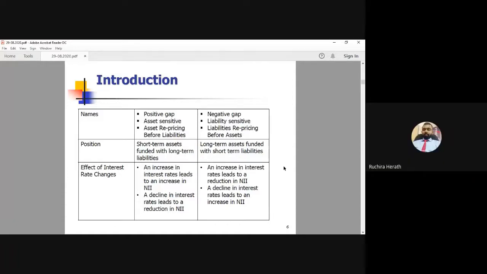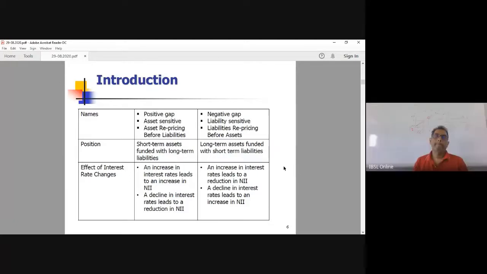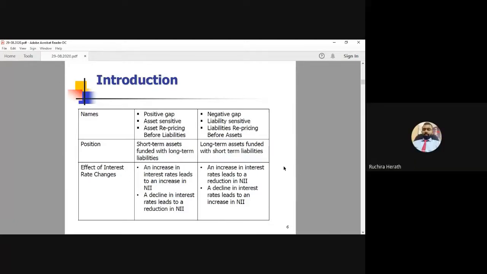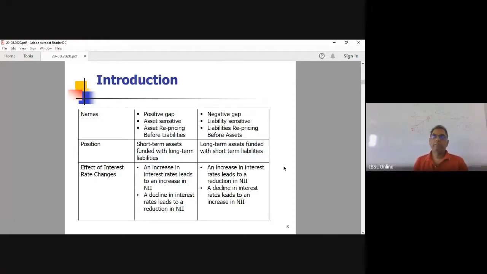loans. Now, looking at the current scenario, where interest rates are very low, what sort of gap does a bank need to maintain? Is it positive or negative? Oh, very good question. Very good question.